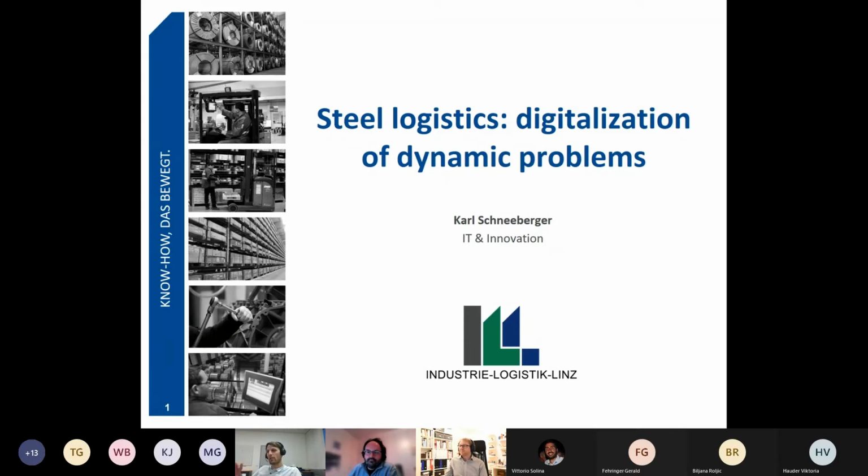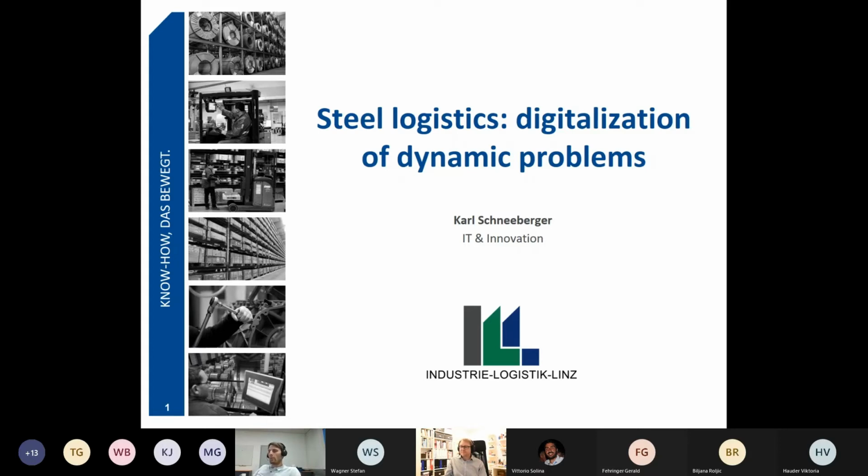Thanks for the introduction. So first, I am presenting to you the steel logistics digitalization of dynamic problems. I mainly focus on one of our biggest warehouses of steel coils. Before that, maybe: Industrie-Logistik-Linz is a logistics provider. It also provides some logistics know-how to the voestalpine. So we are located at the voestalpine plant directly here in Linz.